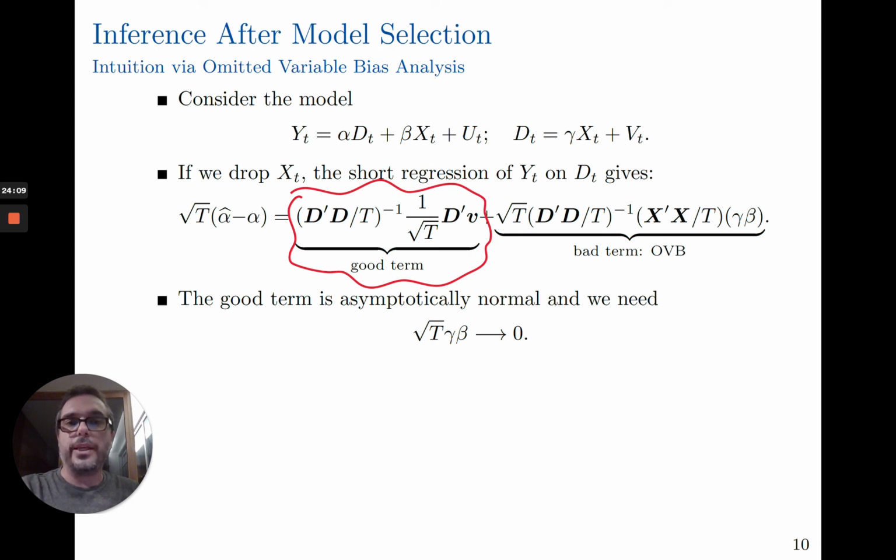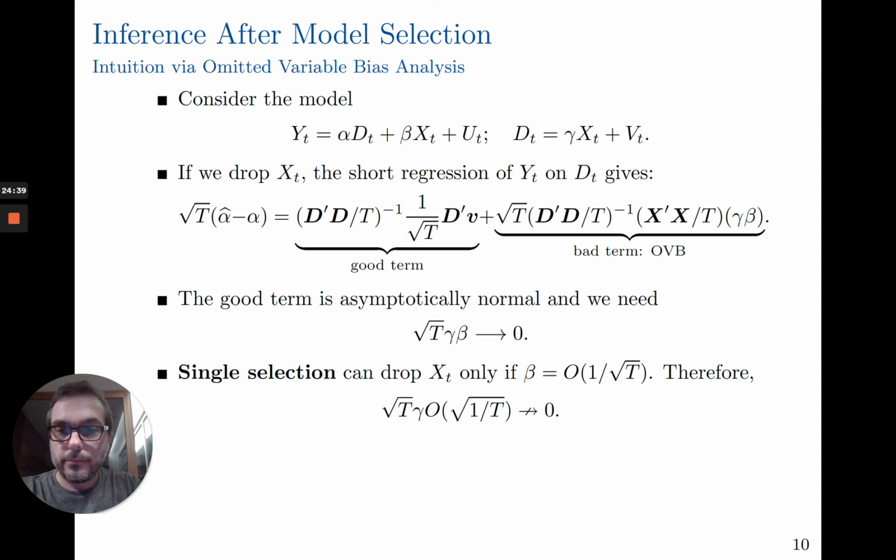What do we need? We need square root t gamma beta to go to 0. Why do we have this square root t? Because we have the square root t here. So we need this to go to 0 in order to avoid the problem in the asymptotic distribution of alpha hat, the problem that we saw before.